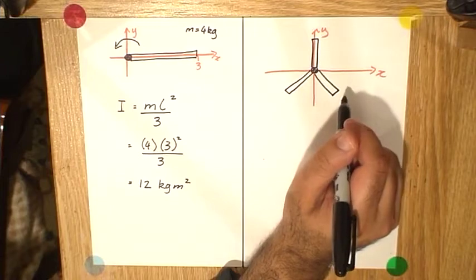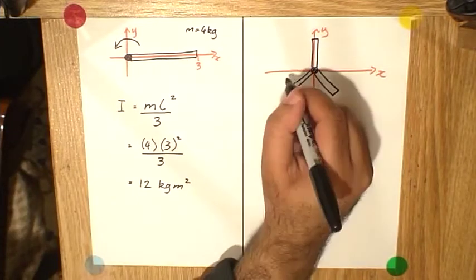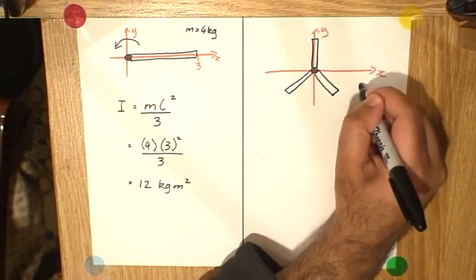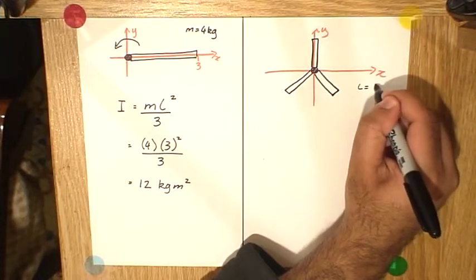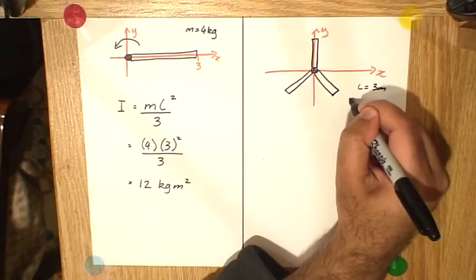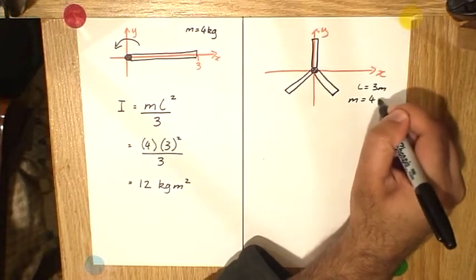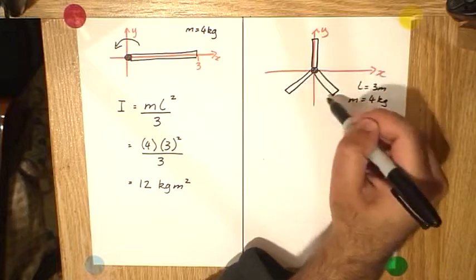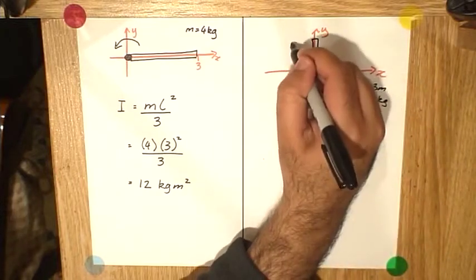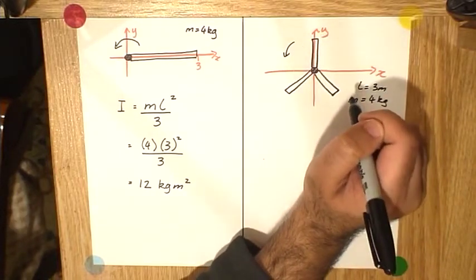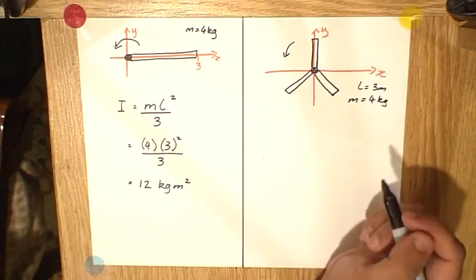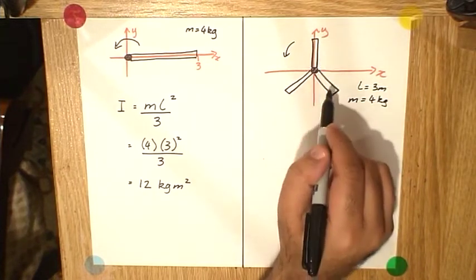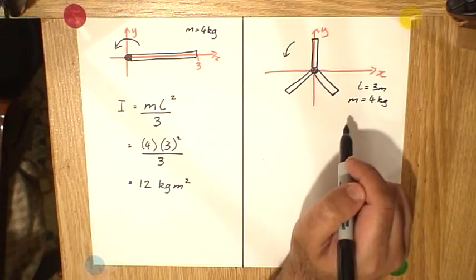Each of these blades is 3 meters long and has a mass of 4 kilograms. So L equals 3 meters, mass equals 4 kilograms. And we want to find out what the total moment of inertia of this entire shape is. Now, fortunately for us, whenever we have a complex shape like this, we can break it down into simpler shapes.